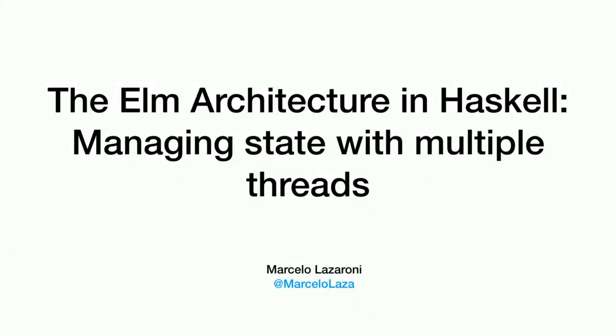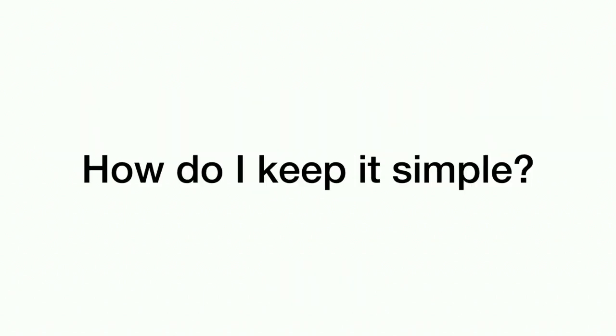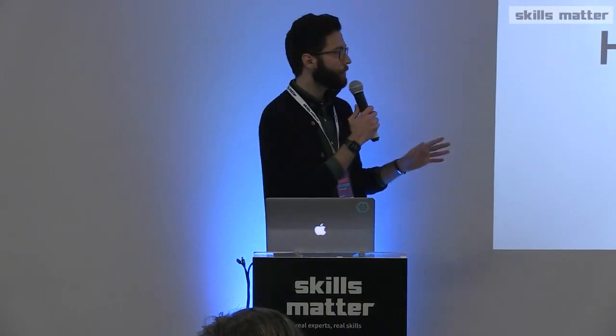Elm architecture in Haskell, managing state with multiple threads, and it's a bit of a change of focus. So we've been seeing a lot of how to do different things, and I would like to change the focus to how can we keep it simple. Most of the time we are solving ordinary problems that have known solutions, and keeping it simple is very important.